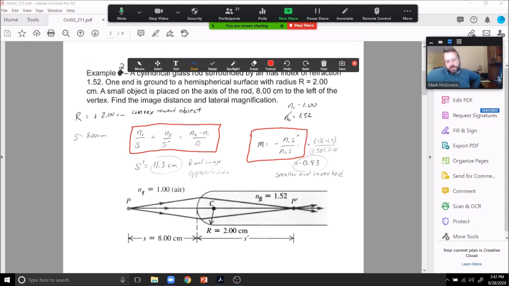Because think about it like this: if I told you that the object was like 10 centimeters tall, well, if it's smaller by 0.93, well, it's smaller by 0.93. The indexes of refraction have to be taken into account at some point. We usually do it when we get our object and image distances here, actually.